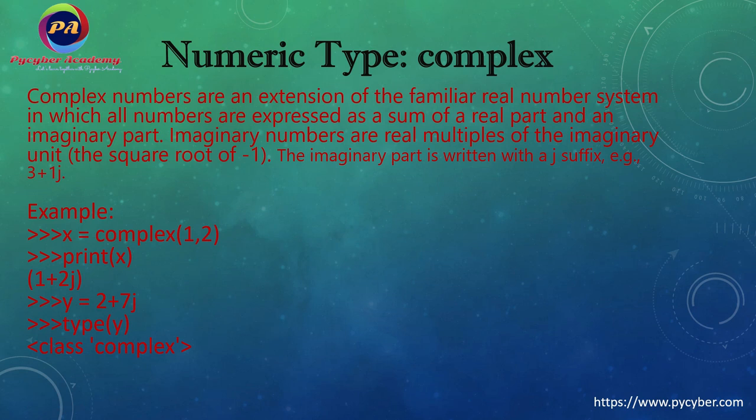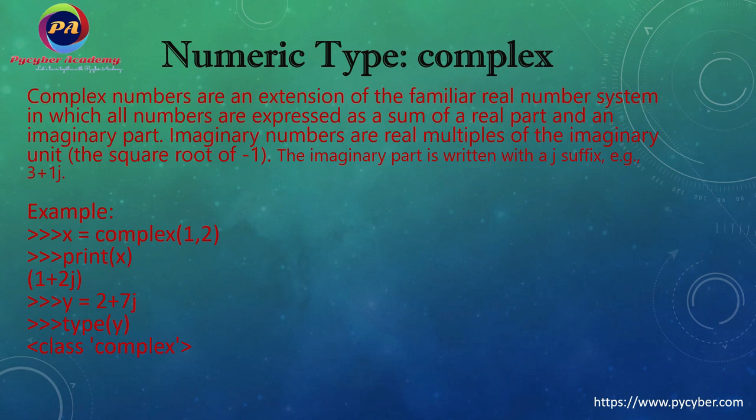Moving on to the next numeric type, complex. Complex numbers are an extension of the familiar real number system in which all numbers are expressed as a sum of a real part and an imaginary part. Imaginary numbers are real multiples of the imaginary unit, the square root of -1. The imaginary part is written with a j suffix.